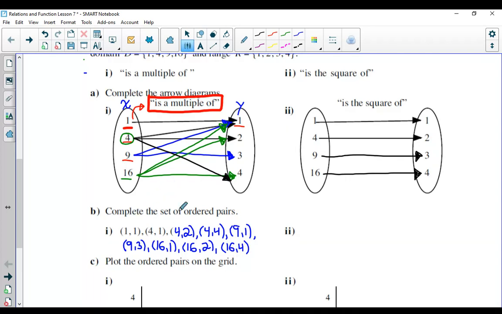Okay, so those are all the different ordered pairs that show how x is related to y from this mapping diagram. You can do the same thing for this mapping diagram on the right. When x is 1, y is 1. Again, this is x and this is y. When x is 4, y is 2. When x is 9, y is 3. And when x is 16, y is 4.